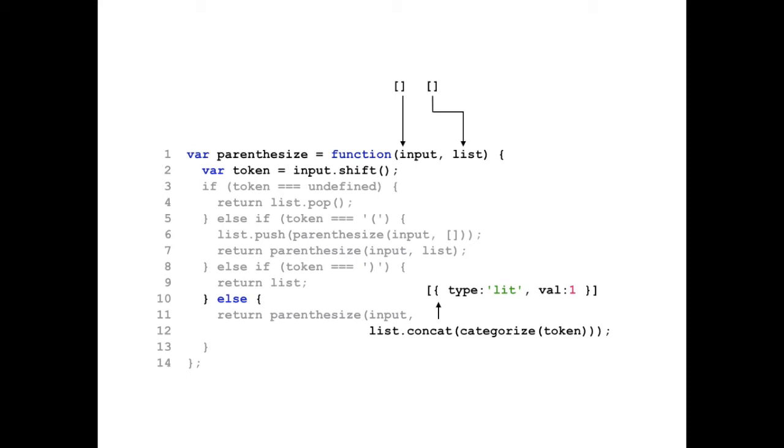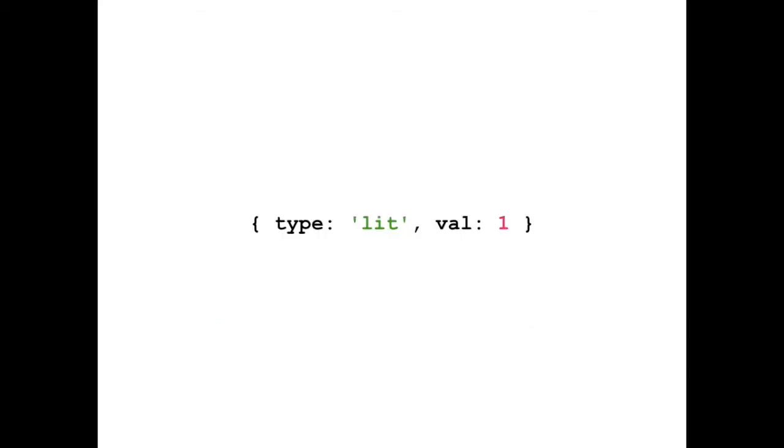We then concat that onto the list that we've built up so far, which is empty so far. And then we call parenthesize again to deal with the remaining tokens. When we call parenthesize again, we try and shift off the next token, but there are no next tokens, so the next token is undefined. And so we just call pop on the list that we got passed in, which gives us back that literal node again, and that's what we return from the function, which is the final abstract syntax tree.